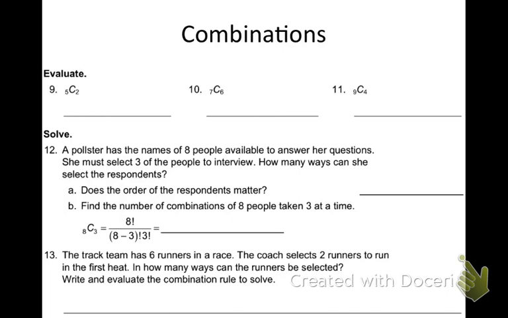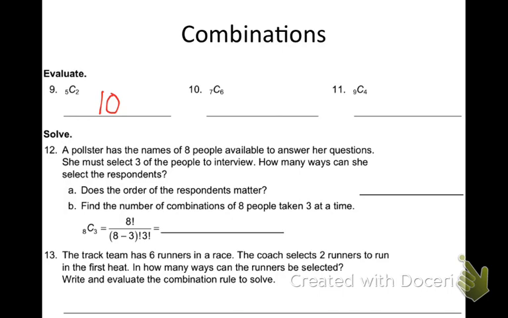So let's try number 9 here. Evaluate 5 choosing 2. Okay, so your 5C2, or your 5 combinations 2, 5 choosing 2. What do you get when you go 5 choose 2, Miss Worth? It is 10.